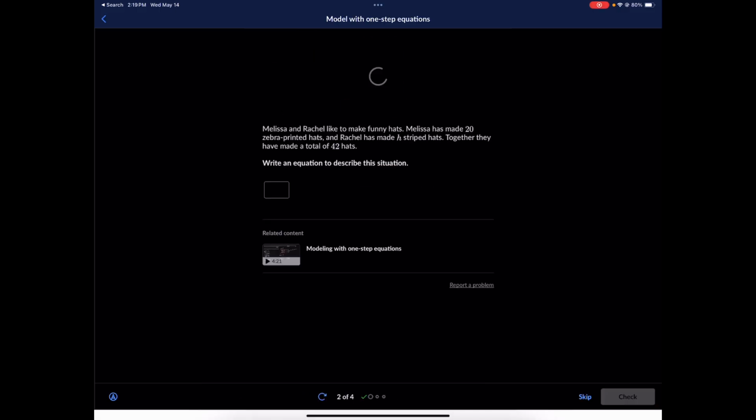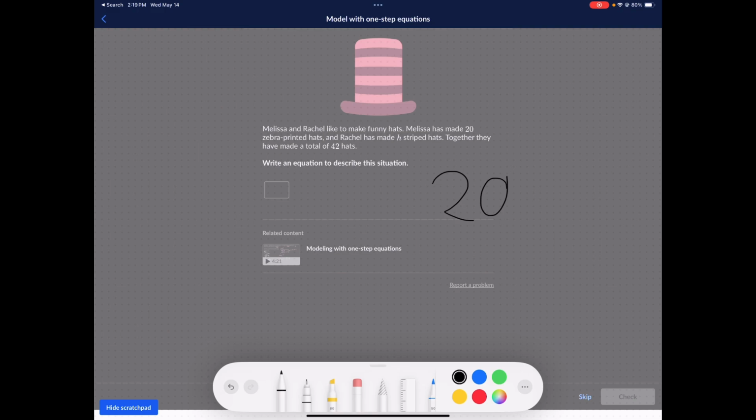Okay. Melissa and Rachel like to make funny hats. Melissa has made 20 zebra printed hats, and Rachel has made 8 striped hats. Together, they've made a total of 42 hats. Write an equation to describe the situation. So, we know Melissa made 20.